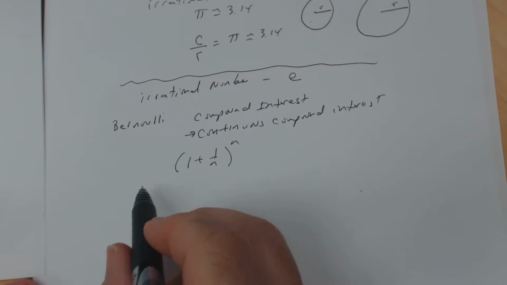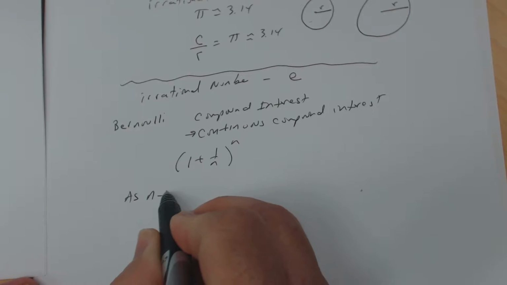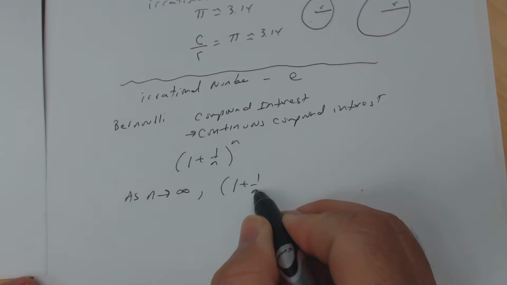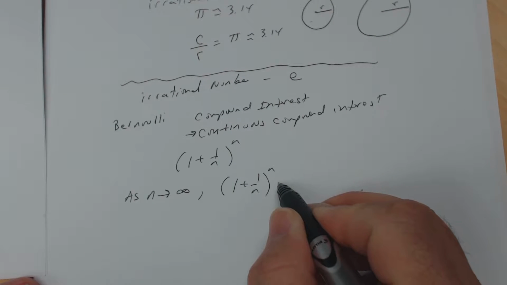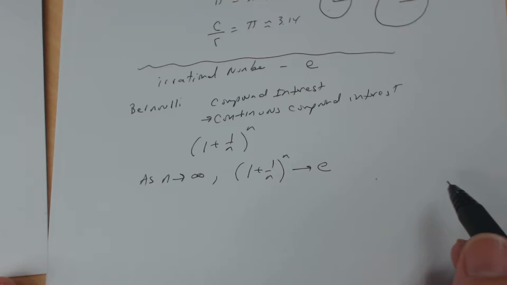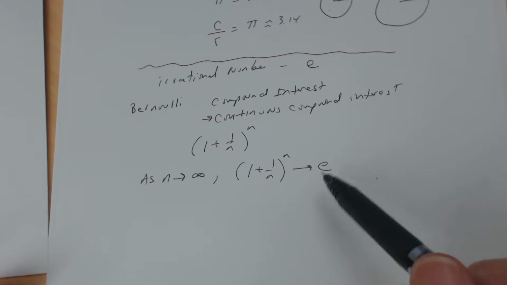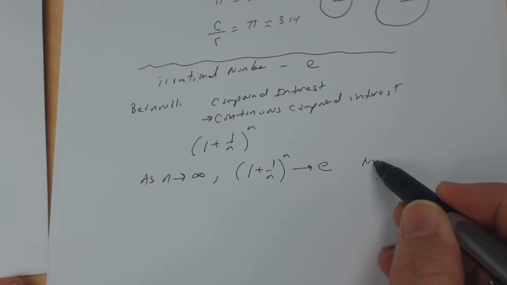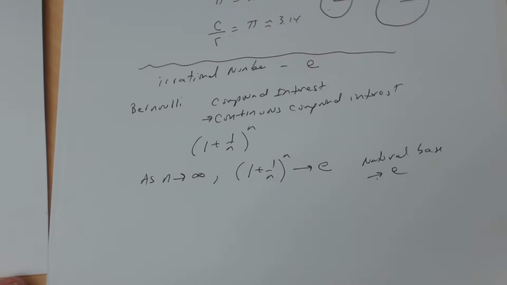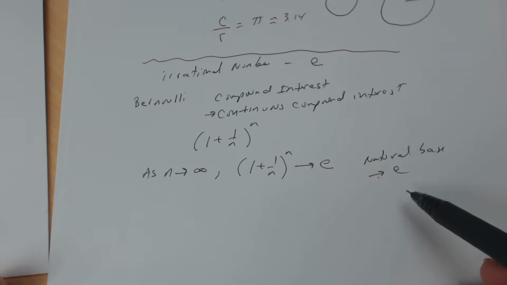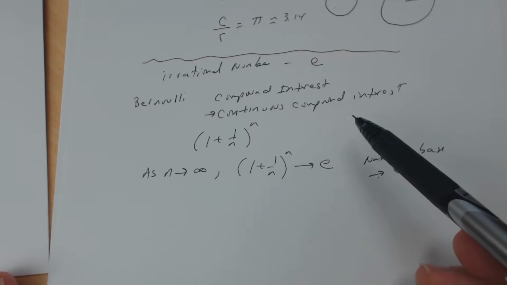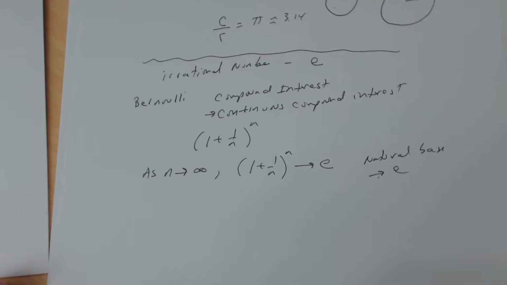So what I want to mention here is that as n goes to infinity, this expression 1 plus 1 over n raised to the n power goes to e. It gets closer and closer to the irrational number e. This is called the natural base, and the natural base is the irrational number e. So that's how the natural base came about. It came about from Bernoulli looking at continuous compound interest using this formula.